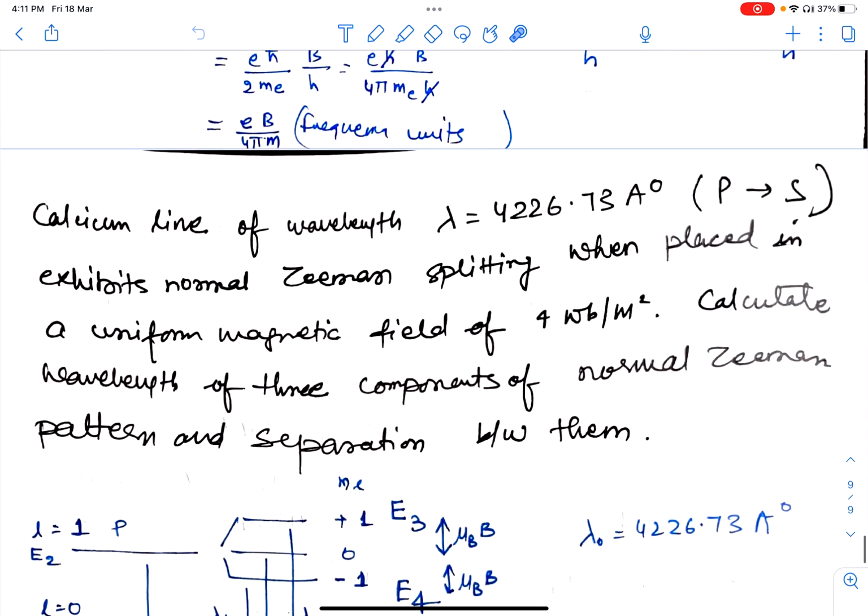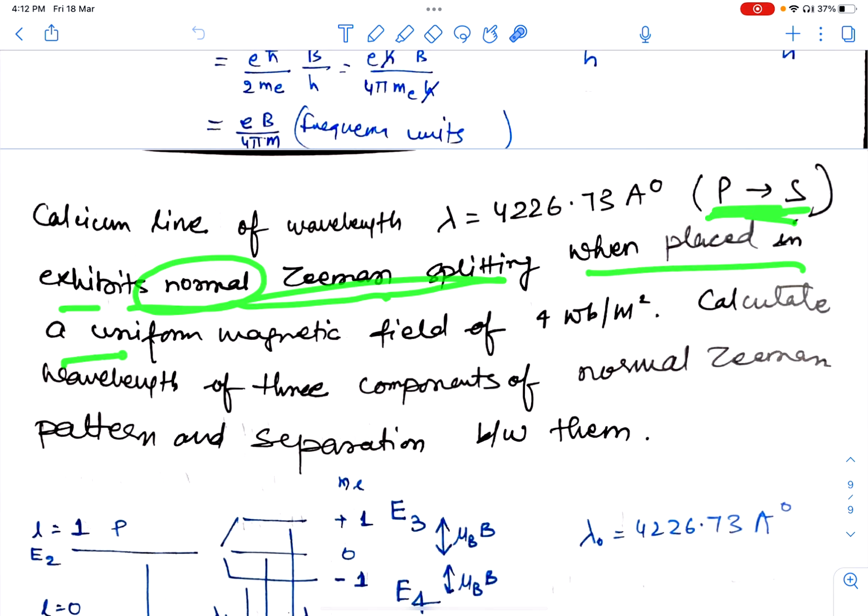Calculation, yeah, we can see this question. A calcium line of wavelength, this one, going from p to s, exhibits the normal Zeeman effect, splitting into three when placed in a uniform magnetic field of 4 Weber per meter square.